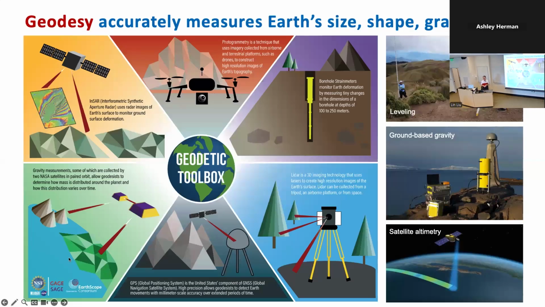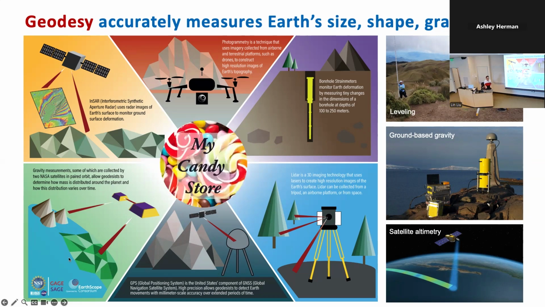This is just to make sure we're on the same page. Some colleagues may not know or have heard what geodesy is. It's one of the oldest branches of earth sciences, particularly concerning accurate measurements of three things: Earth's size, Earth's shape, and gravity. So here's a summary borrowed from EarthScope infographics, just showing you our geodetic toolbox. I added a few more over there. To me, it's my candy store, because really it's like a kid in the candy store. There are so many amazing things you can make use of.